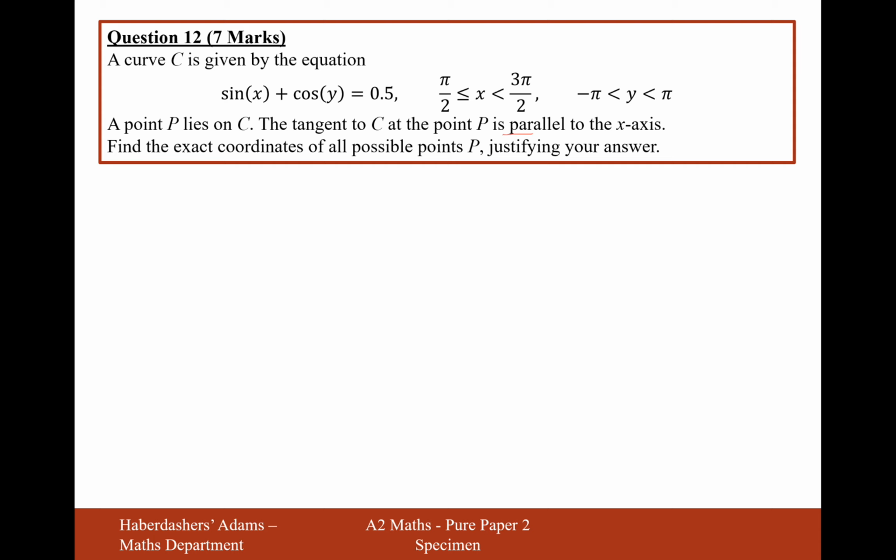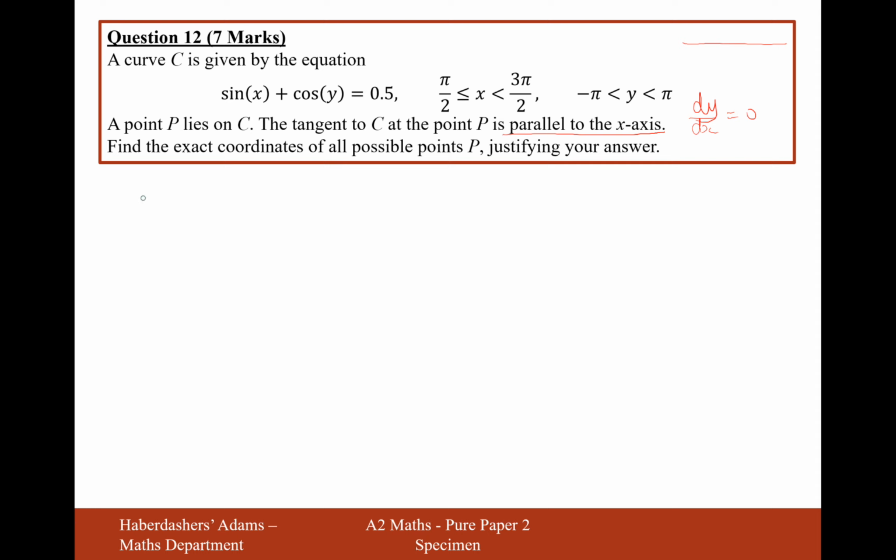Now, as soon as I read parallel to the x-axis, I'm thinking that the tangent is a flat line, or in other words, the gradient, dy by dx, is equal to 0. Find the exact coordinates of the points P, justify your answer.